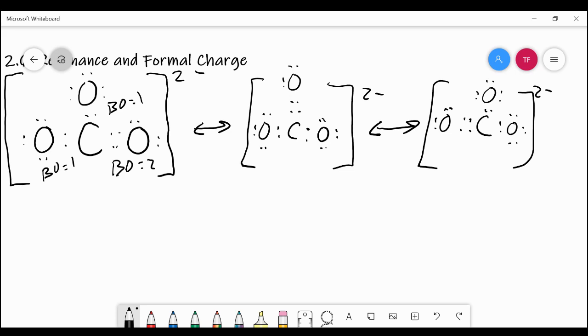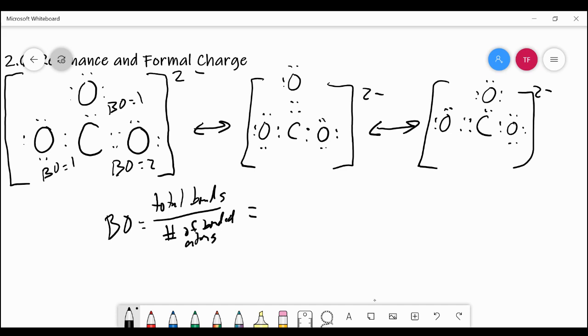But if resonance is going on, then that double bond is actually smeared across all 3 of these atoms. And so how can we calculate the bond order in a resonance structure? Since all 3 of these are equal, what we're going to do is take the total number of bonds that those 3 oxygen atoms are sharing and divide by the number of bonded atoms. In other words, how many atoms are bonded to the carbon that are sharing those bonds.